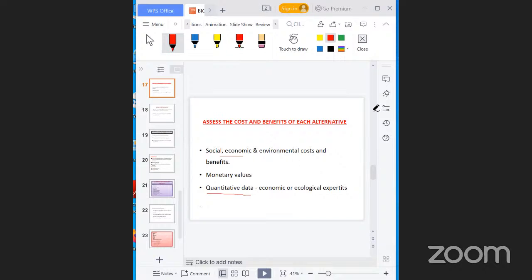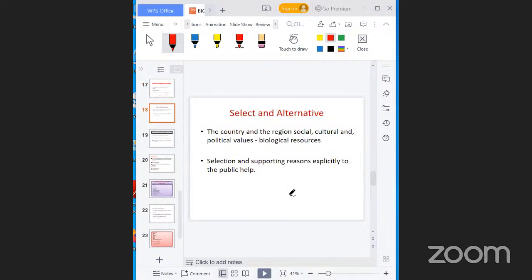So the qualitative data most often comes from community sources, right? Including community sources, equally considering qualitative data. That is, public participation is also taken seriously, so that can also be carried out effectively, right? So then next we are going to select an alternative.